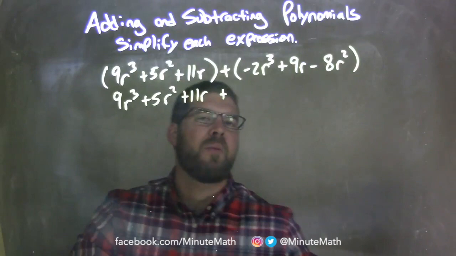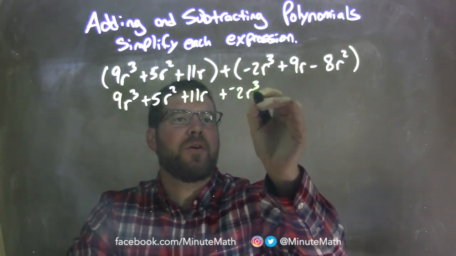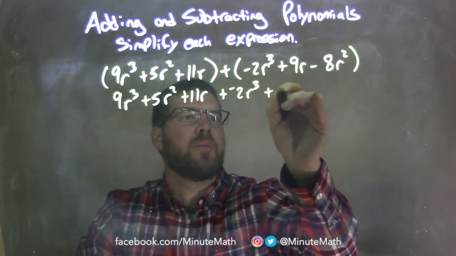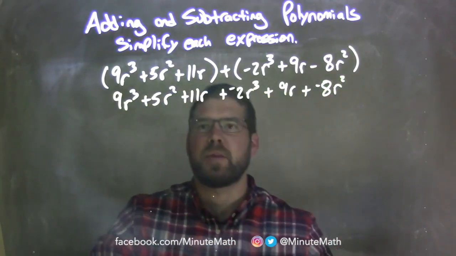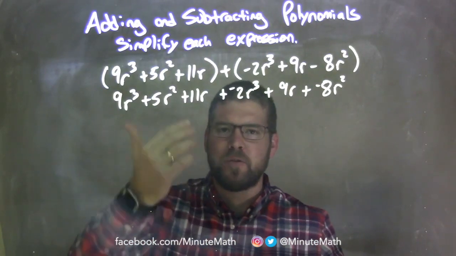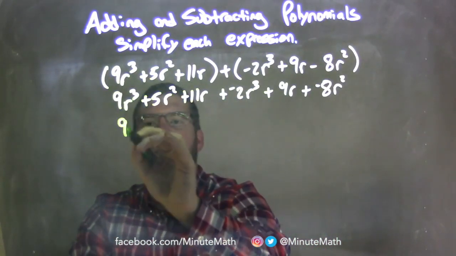And I know this might be tedious, but we're adding here, so it's adding a negative to our third. It's tedious, but you know, it needs to be done. Just take that extra step doing it. Plus 9r, and then plus a negative 8r squared. Okay. Now I'm going to rearrange having my highest degrees first, highest terms first. So highest degree I see is the third power, so we have 9r to the third.